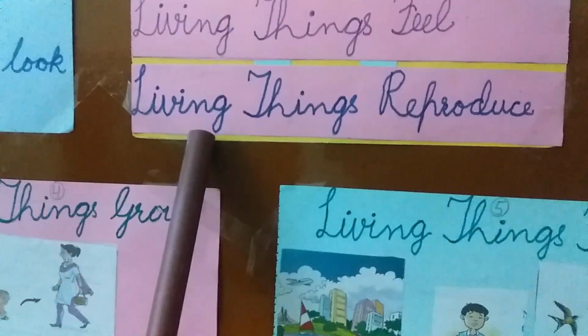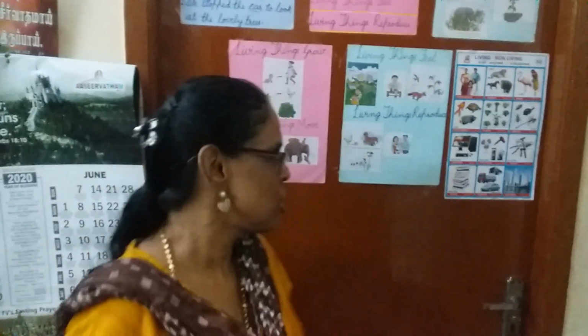Finally, we see living things reproduce. That means all living things give birth. Some give birth to young ones. Some living things lay eggs. Human beings give birth. The animals, lion, tiger, dog, cat, give birth to the young ones. But birds lay eggs. Snakes lay eggs, but the young ones hatch out of the eggs. And a small seed will become a big plant. So, all living things reproduce.